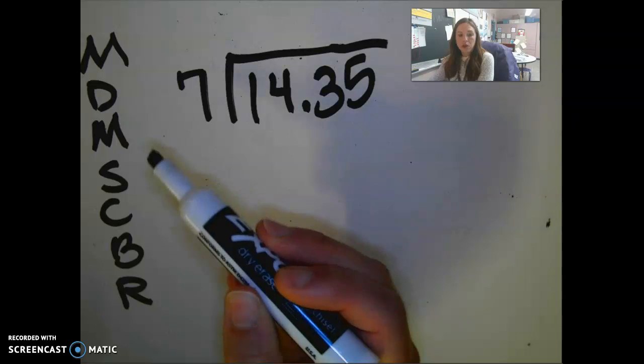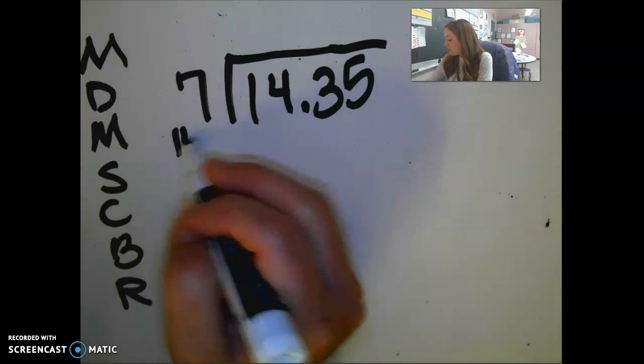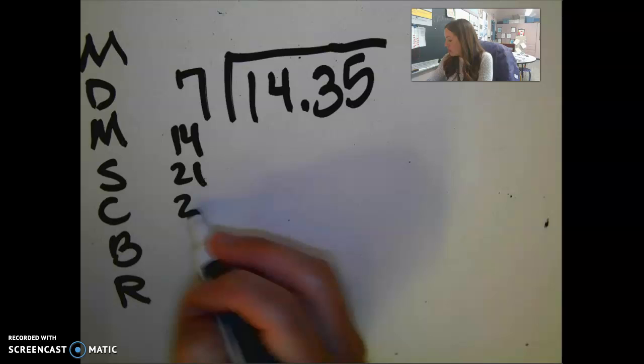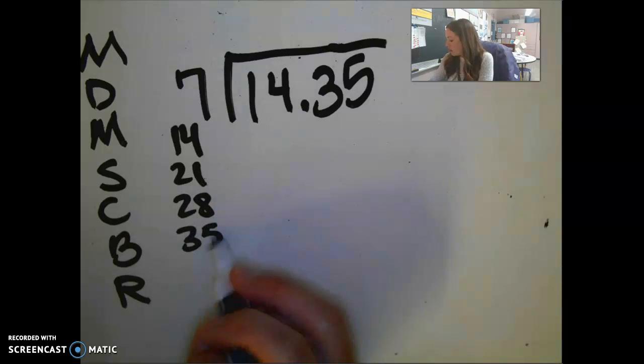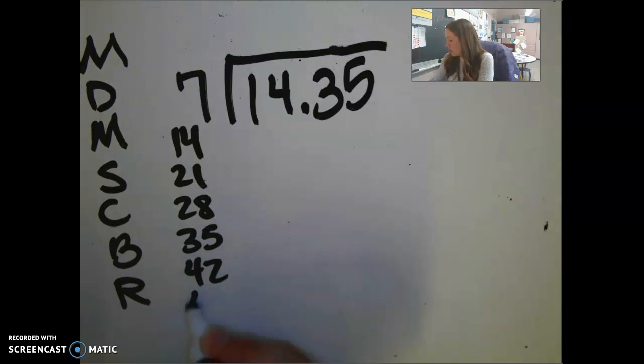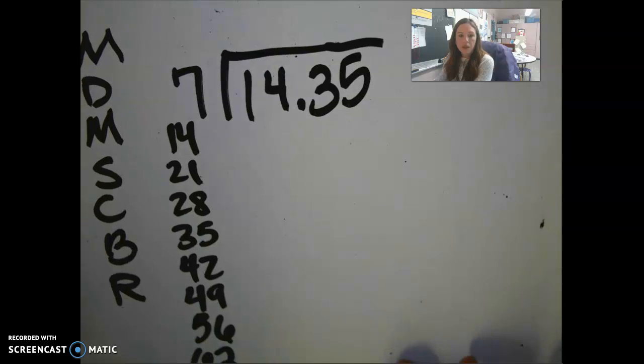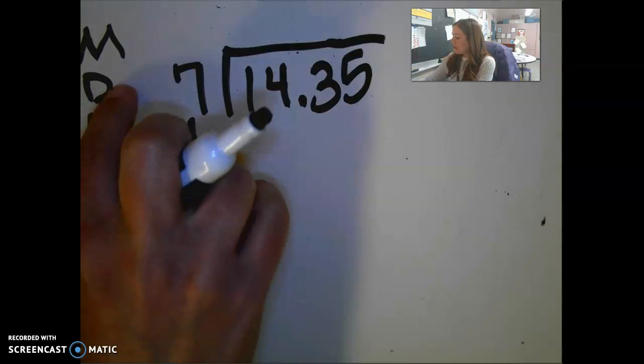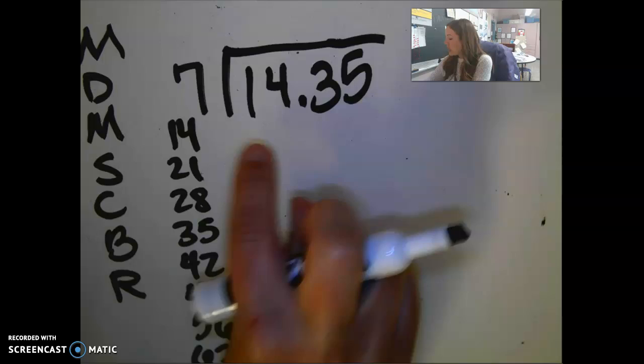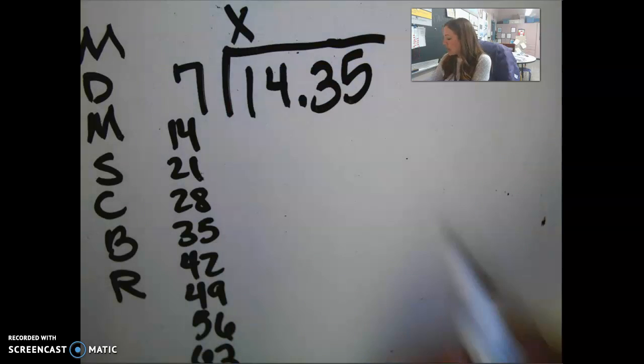I need to write my multiples of 7, all the way to 9. Okay? And then I'm going to divide first. 7 cannot go into 1, so I put an X above it.